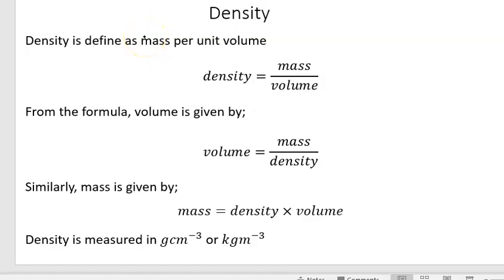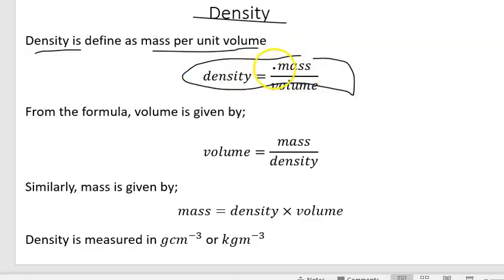Shortly, I just want us to discuss density. What is this particular density and how to find that density? So I've tried to define briefly what is actually density, and I've noted that density is defined as mass per unit volume, and therefore this particular density can be expressed as mass divided by volume.